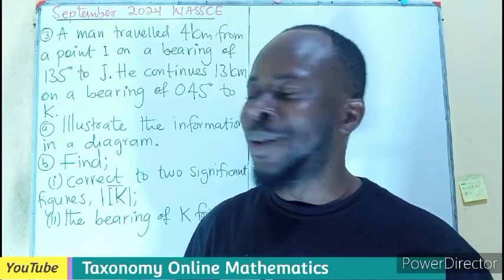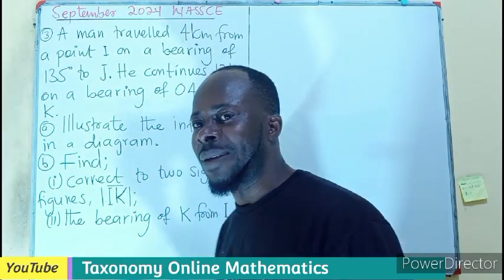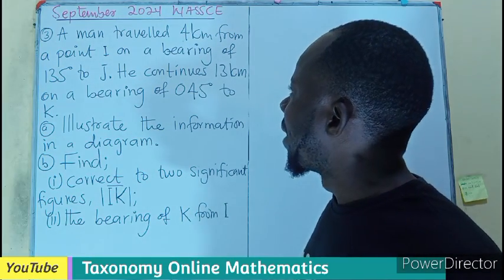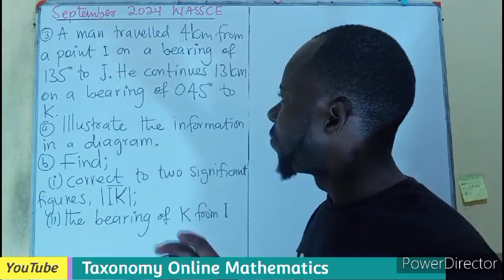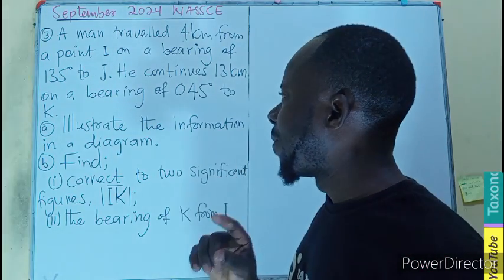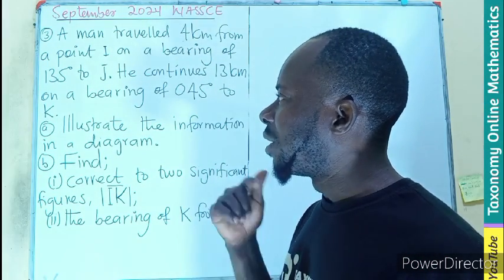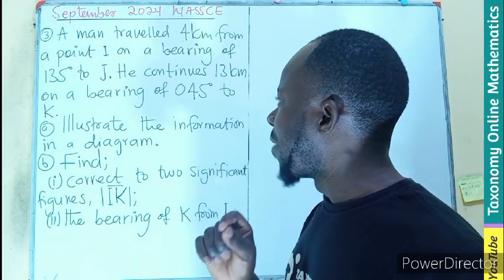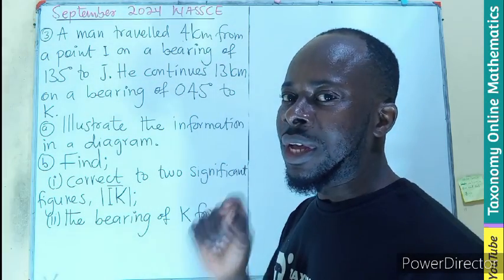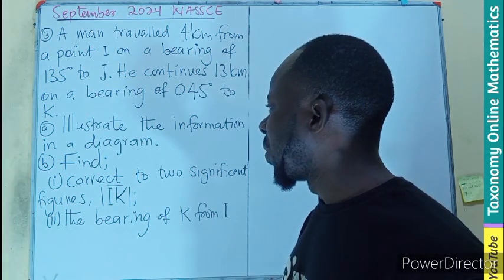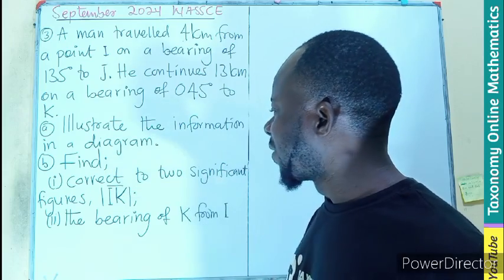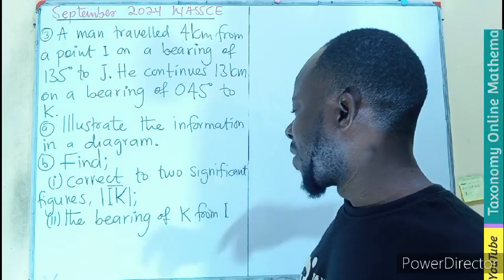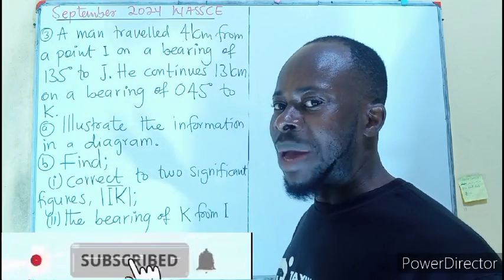All right, this is Taxonomy Online Mathematics, question number 3, September WASSCE 2024. A man traveled 4 kilometers from a point I on a bearing of 135 degrees to J. He continues 13 kilometers on a bearing of 45 degrees to K. We have to illustrate the information on a diagram and find, correct to two significant figures, the distance IK and the bearing of K from I. So this is a bearing question.